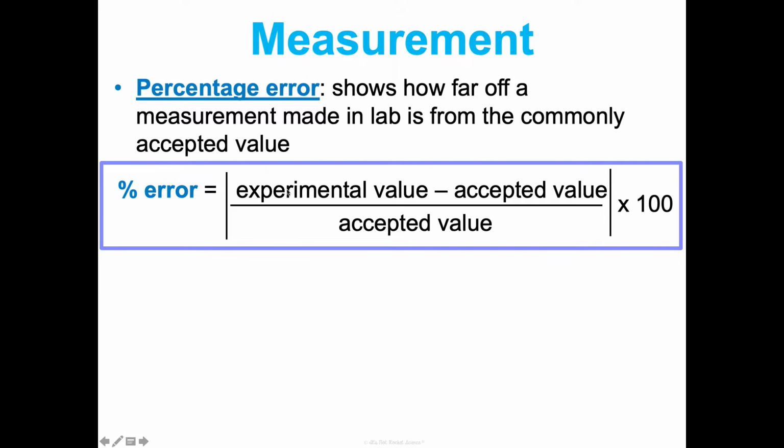You take your experimental value, so the measurement you made in lab, and you subtract the accepted value from it, and then you divide by that accepted value. Now, you could get a negative number, okay? You can get a negative number, but that's where these absolute value signs come in. So basically that just says we're going to take away the negative. So we're not going to worry about whether it's negative or not. We're just going to make it positive. And then we're going to times by 100 to get a percentage here. So this is how you're going to calculate the percent error.